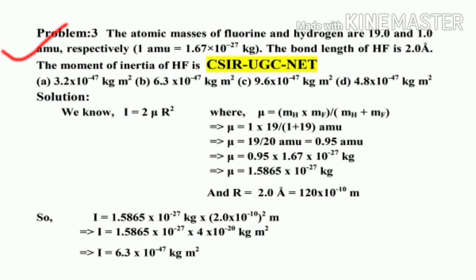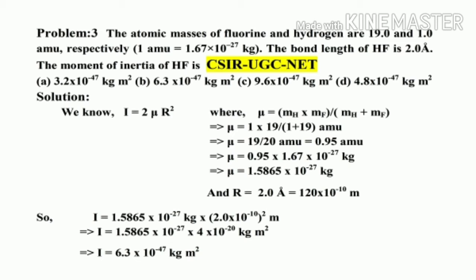Now let us solve problem 3. The atomic masses of fluorine and hydrogen atoms are 19.0 and 1.0 AMU respectively, where 1 AMU is equal to 1.67 into 10 to the power minus 27 kilogram. The bond length of HF is 2.0 Angstrom. The moment of inertia is, the options are here. This problem and many other similar problems were found in previous CSIR-UGC NET exams. So let us solve this problem.